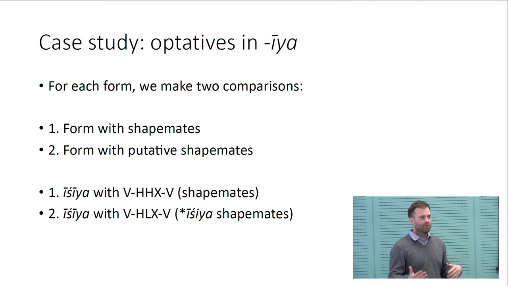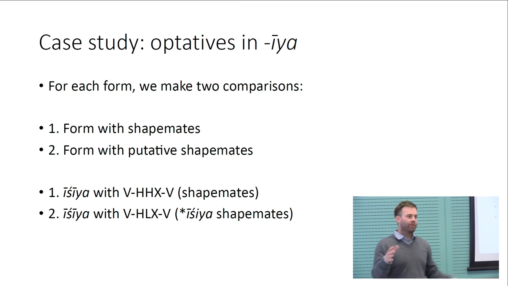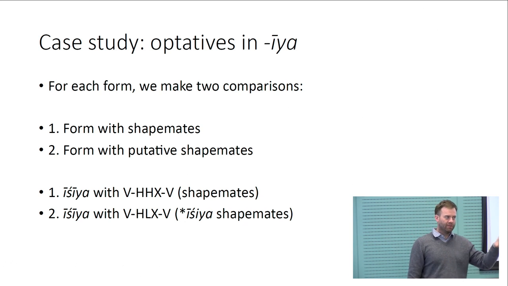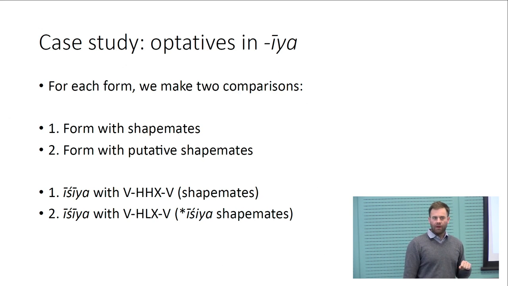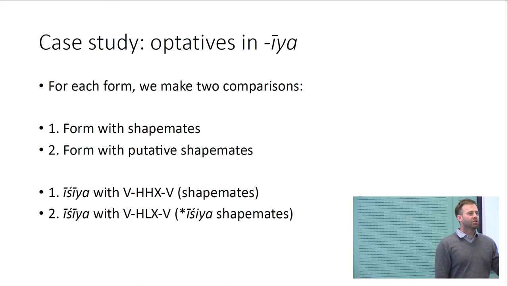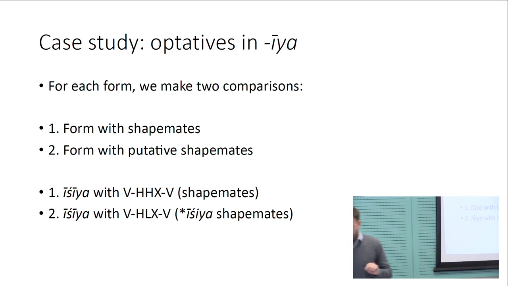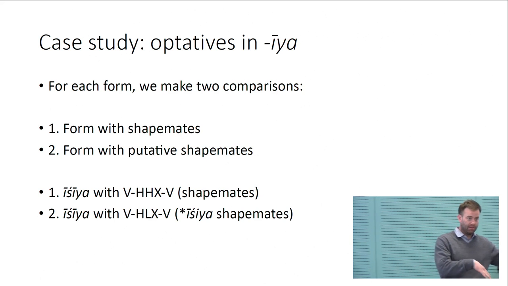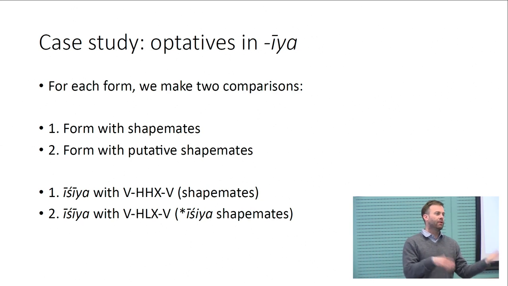And so for each form, we're going to make two comparisons. We're going to compare the form with its shapemates, and then we're going to compare the form with its putative shapemates. That is to say, for example, we're going to compare ishiya with other things that are shaped like ishiya is spelled, and then we're going to compare ishiya with everything that's shaped like ishiya, the form that we're considering reconstructing or restoring. And then we're going to say, well, is it more probable that ishiya belongs to its apparent class, or is it more probable that ishiya actually belongs to the class of things that are shaped ishiya?